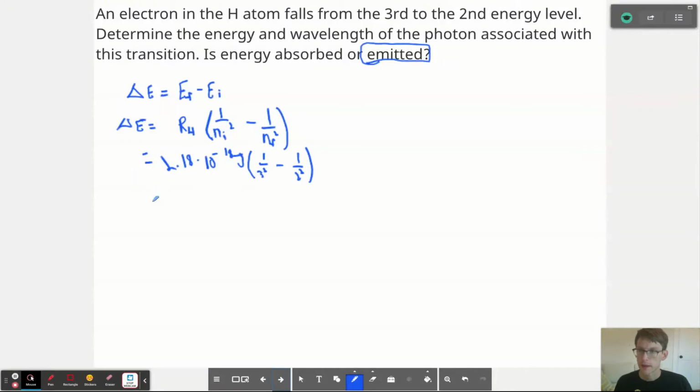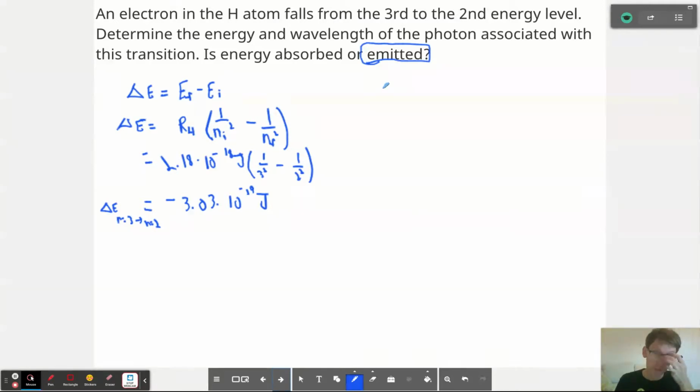So there we go. And what this comes out to is negative 3.03 times 10 to the negative 19th joules. And that is delta E for n equals 3 going down to n equals 2. So that gives me the energy, and because this is a negative value, we know that energy is emitted. If we had gone in the opposite direction and we'd had 1 over 2 squared minus 1 over 3 squared, this would be a positive value, and we get a positive delta E, which means energy would have to be absorbed to make that happen. That would be the reverse.